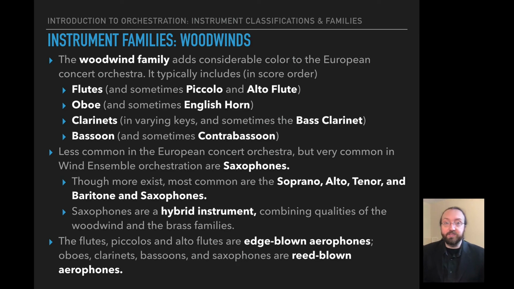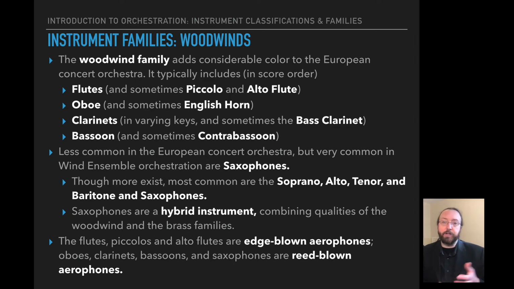We'll begin with the woodwinds then. These add considerable color to the European Concert Orchestra and typically include, in score order, flutes, sometimes including piccolo and alto flute, oboe, and sometimes English horn, clarinets in varying keys, and sometimes the bass clarinet, and the bassoon, and sometimes the contrabassoon. Less common in the European Concert Orchestra, but very common in wind ensemble orchestration, are saxophones. And though more saxophones than these four exist, most common are the soprano, alto, tenor, and baritone saxophones.